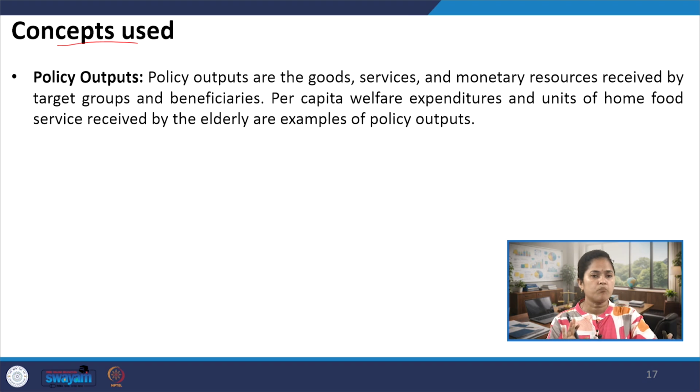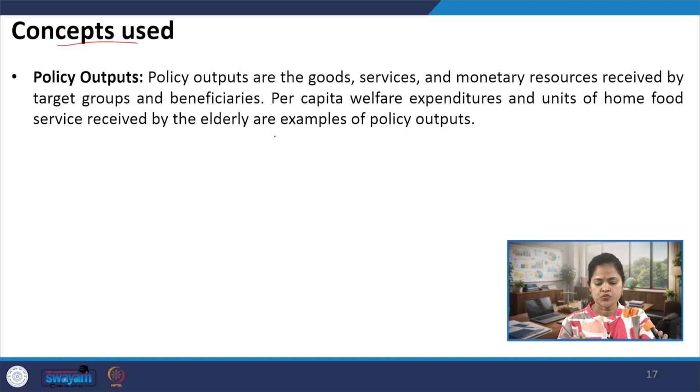The first one is policy outputs. So what is this policy output? In the earlier classes, I told you that when you say something is an output, it is numbered, easily quantified. So policy outputs are the goods, services, or monetary resources received by the target groups or the beneficiaries. Okay, so they are known as outputs. They are very tangible in nature.